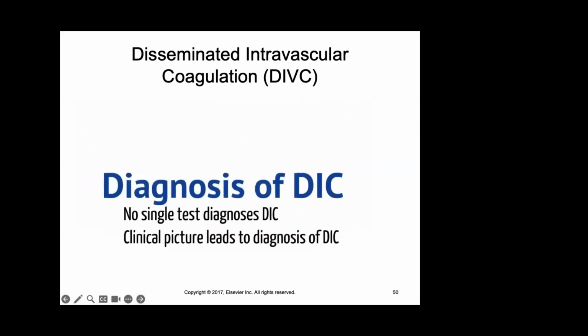No single test diagnoses DIC. Really, you need to look at the entire clinical picture to lead you to a diagnosis of DIC. That includes the history, the physical, the labs. Next, we will look at labs that are commonly associated with DIC. And then we will take a look at a scoring system that can help aid us in our diagnosis.